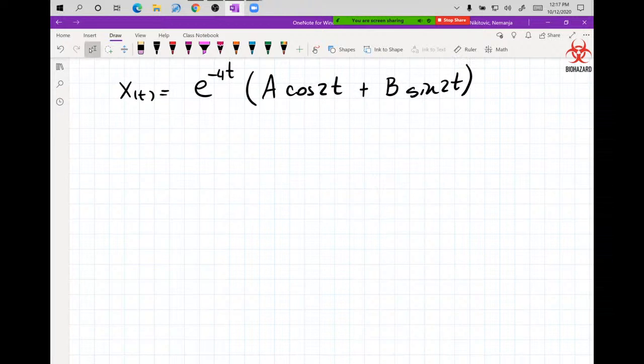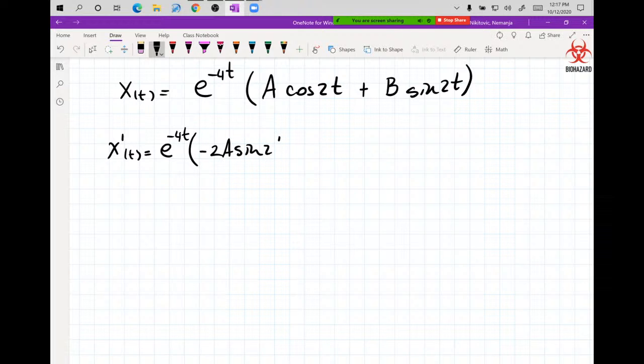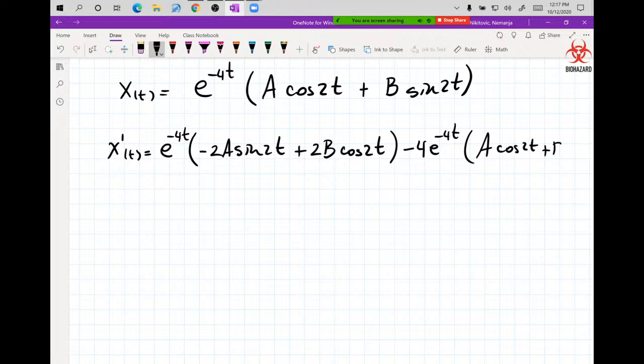In the phase form. So x prime of t is going to be: copy the first, derivative of the second, so that's negative 2a sine 2t plus 2b cosine 2t, plus copy the second and derivative of the first. That's going to be negative 4e to the negative t, and then copy this mess. Okay, that was a product rule from Calc 1. I hope that is not going to trip anyone.